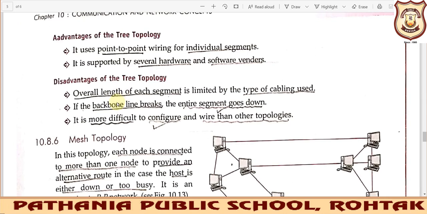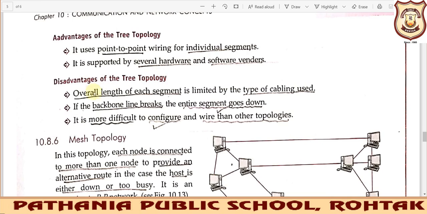So what are the advantages of this topology? It uses point to point wiring. We have discussed the concept of point to point. Then it is supported by several hardware and software, so it is a very good point that it is compatible with different hardware and software.